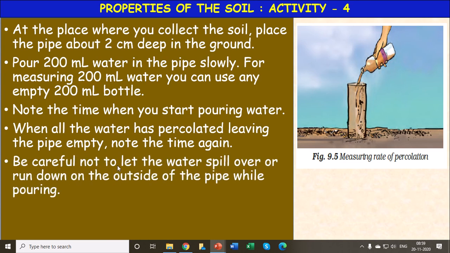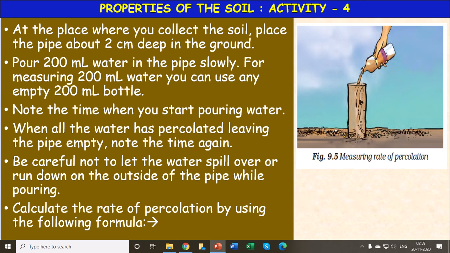Be careful not to let the water spill over or run down on the outside of the pipe while pouring. You have to pour exactly into that pipe. A single drop of water also should not come out. That is the precaution you have to take.